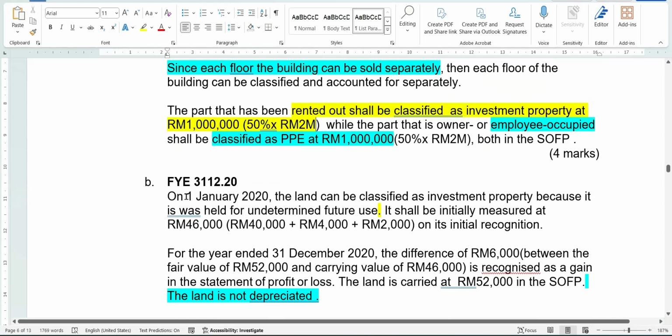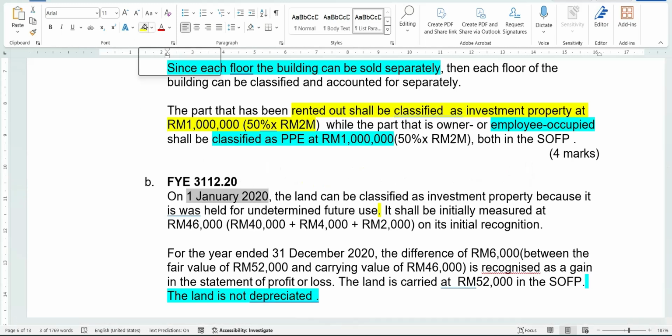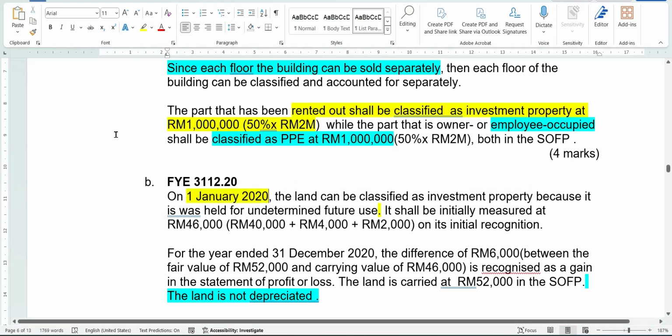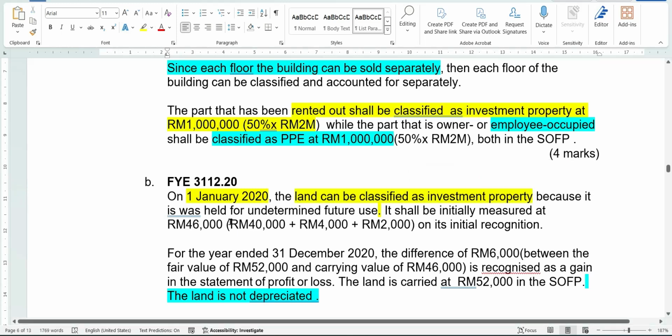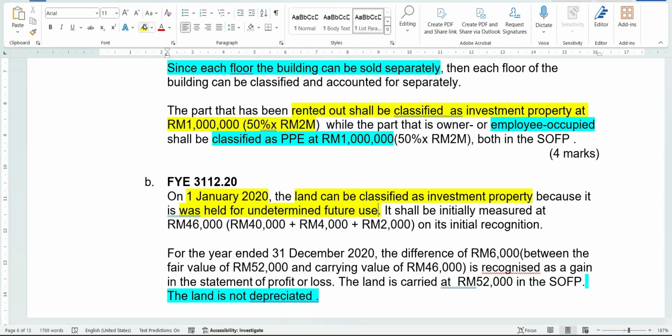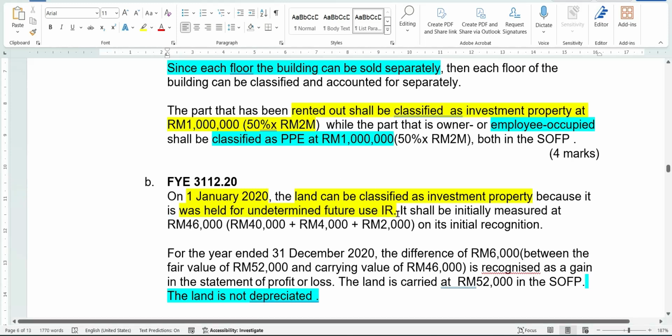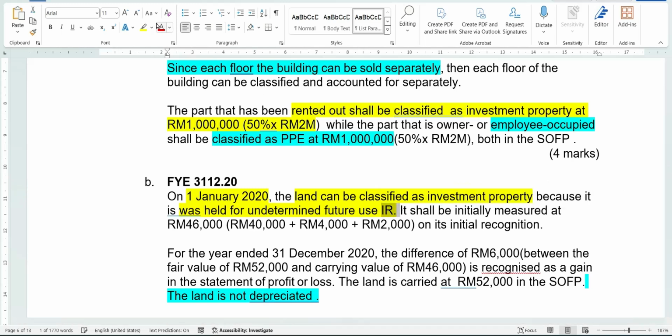So on 1st January 2020, we start with the initial recognition date. On 1st of January 2020, you need to explain how you classify the land. The land was classified as IP, so you need to mention it was an IP, and give the reason, because it was held for undetermined future use. That was the first sentence, which is the initial recognition. I put IR here, initial recognition.